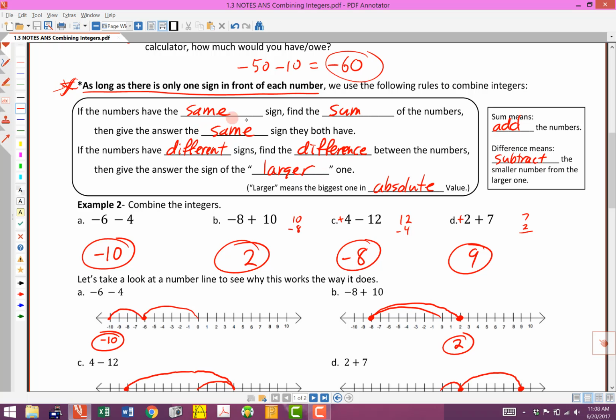We talked about if they had the same sign, we find the sum of the numbers and then give the answer the same sign as they both have. And when we say the word sum, we mean we add the numbers together. If they have different signs, we find the difference between the numbers, which means we subtract the smaller one from the bigger one. And then we give the answer the sign of whichever one is larger, and when we say larger, we're talking about absolute value. But the key to all of this was making sure that we had one sign in front of each number.